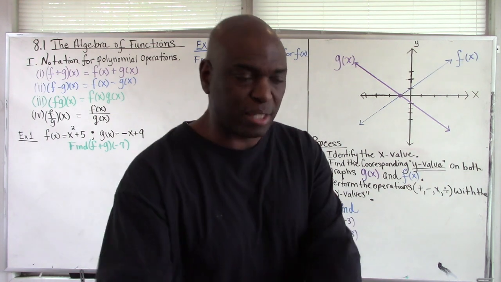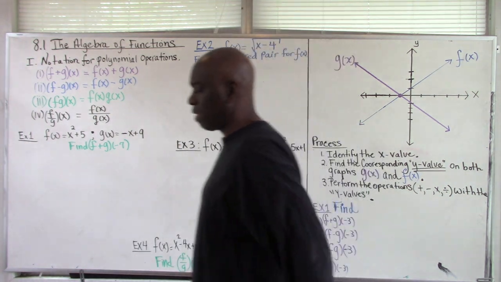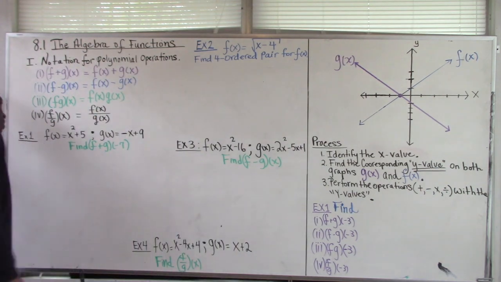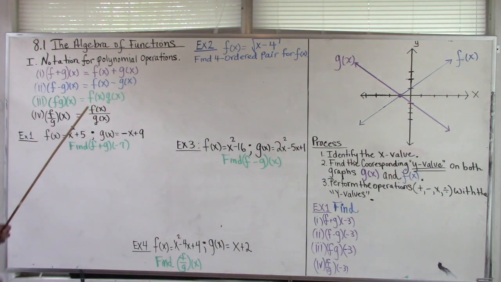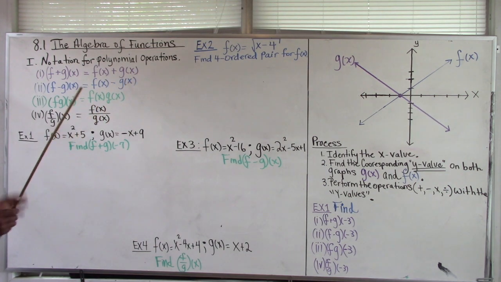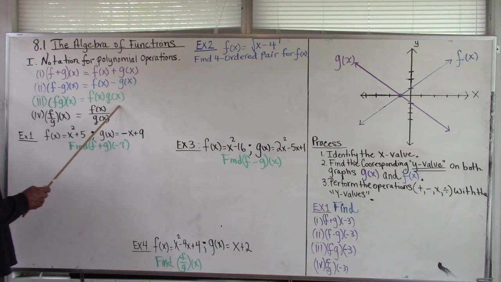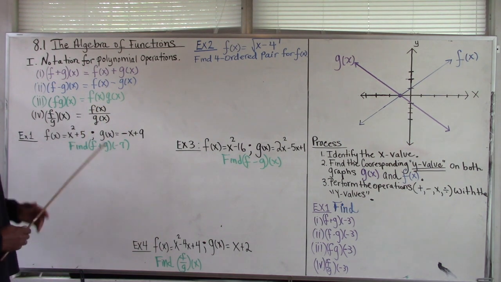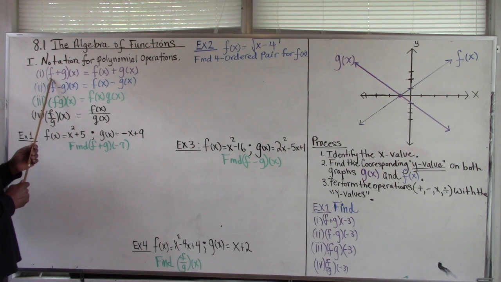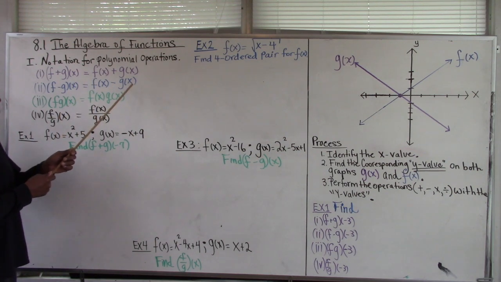Okay, welcome back. Let's get started. 8.1. When we talk about the algebra of functions, we're taking polynomials and doing various operations on them. We are adding them, subtracting them, multiplying them, dividing them. This reads f plus g of x. It can also be written as f of x plus g of x.